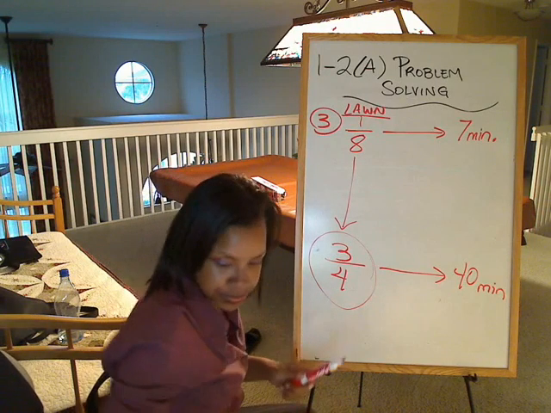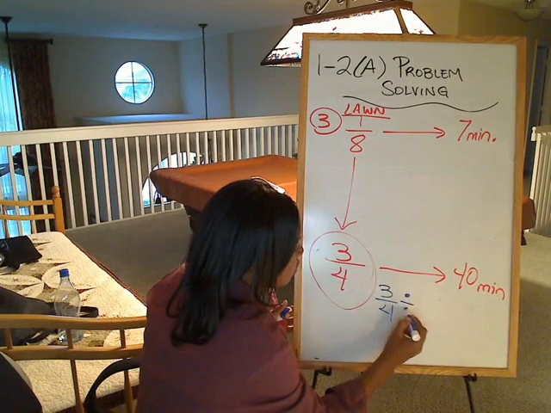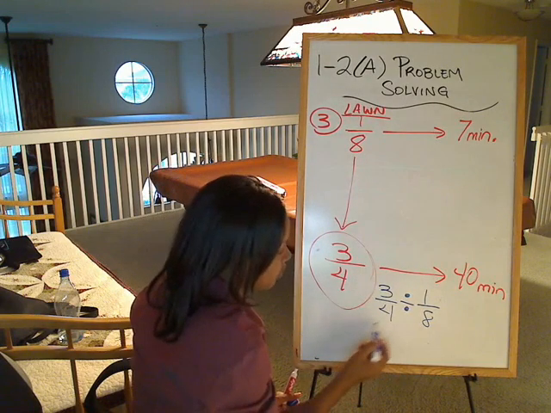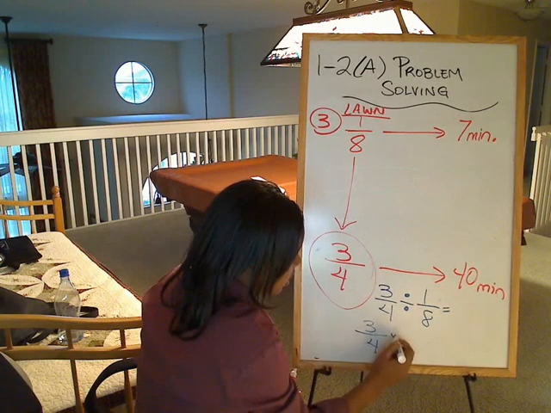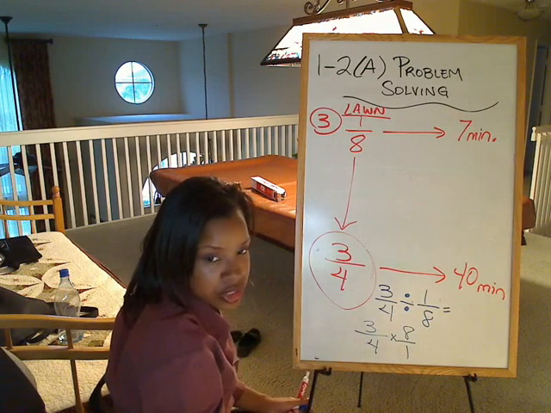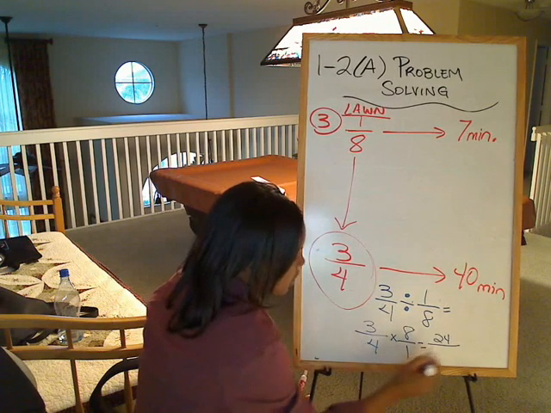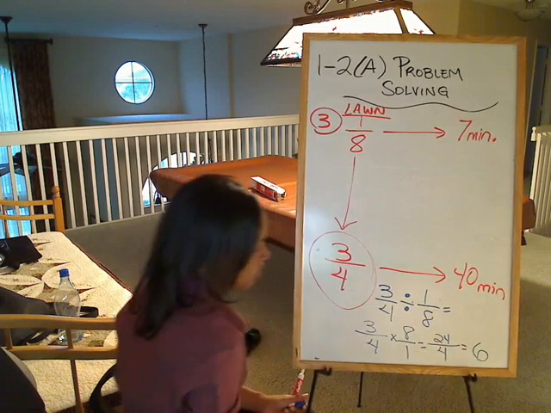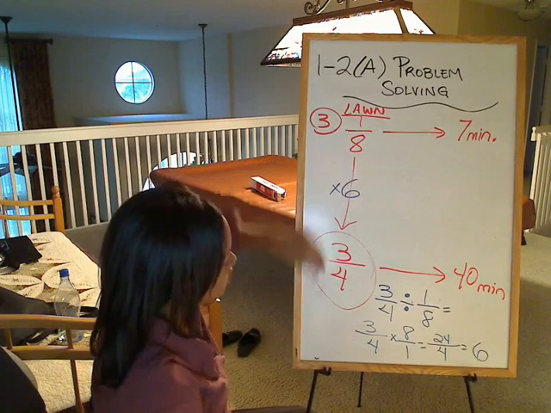So what we have to do is 3/4 divided by 1/8. We're trying to figure out how many times 1/8 goes into 3/4. And if you remember from your last lesson, this equals 3/4 times 8/1, right? Change to multiplication, flip the second fraction. And what does that equal? 3 times 8 is 24. 4 times 1 is 4. And 24 divided by 4 is 6. That comes out to be a whole number. So 1/8 times 6 gives you 3/4.